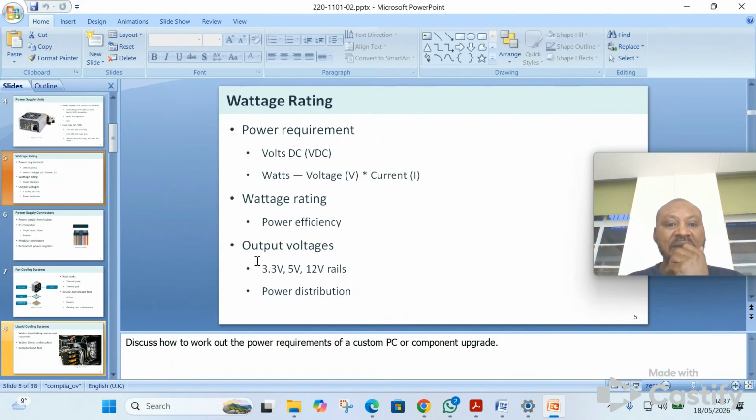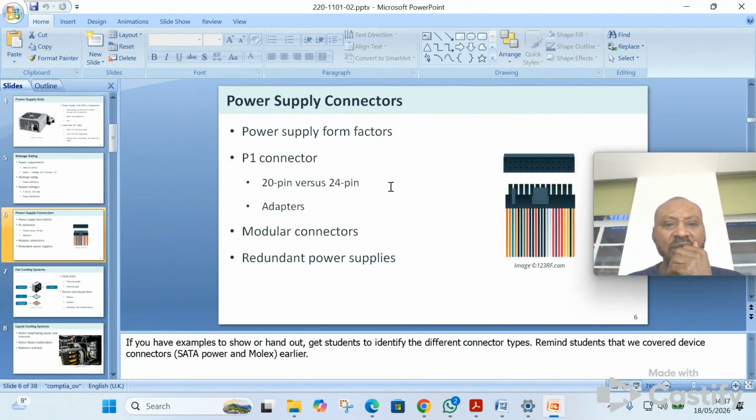Okay, so power voltage output. You can see the voltage output that comes out between 3.3 volts, 5 volts, and 12 volts. So these are some of the power ratings that you're going to see.